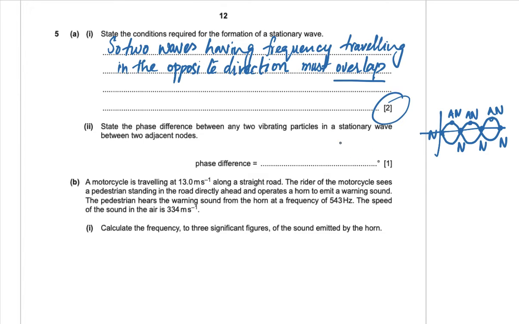Now they're asking you to find the phase difference between 2 adjacent nodes. Always remember that the phase difference between 2 consecutive nodes is going to be 0, while that between 2 consecutive antinodes is going to be 180 degrees, and that between a node and its consecutive or adjacent antinode is going to be 90 degrees.